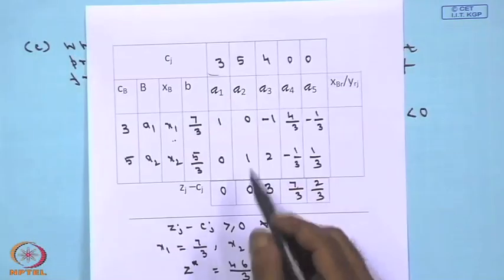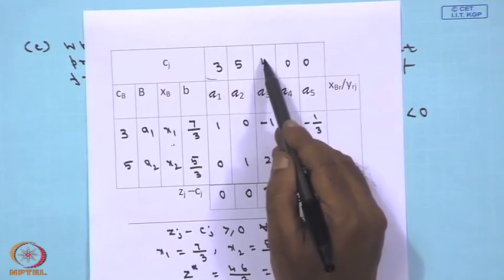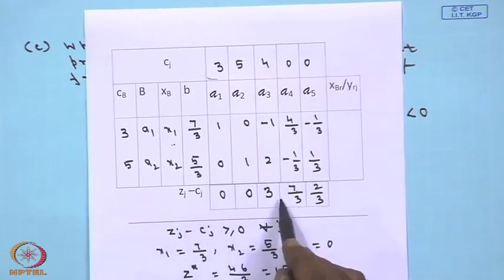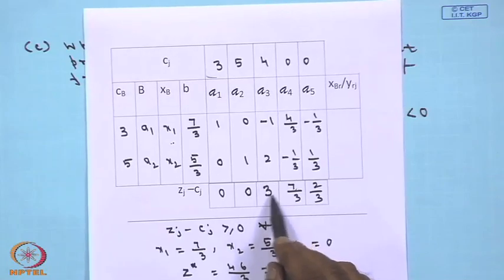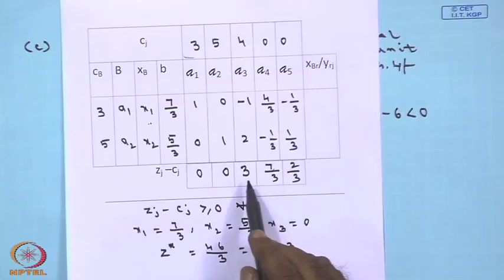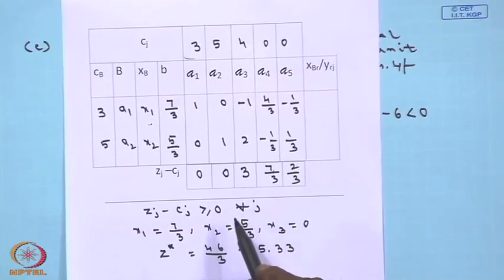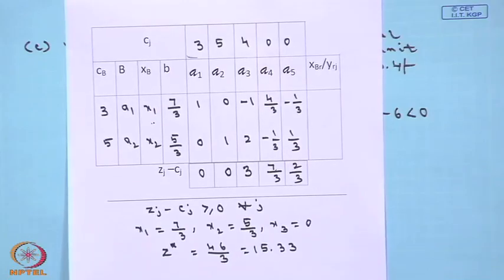So if you change the cost of product Z from 4 to 13, this Zj minus Cj value becomes negative. Therefore, it is not satisfying the optimality condition. Since it is not satisfying the optimality condition, you have to recalculate for this particular problem.